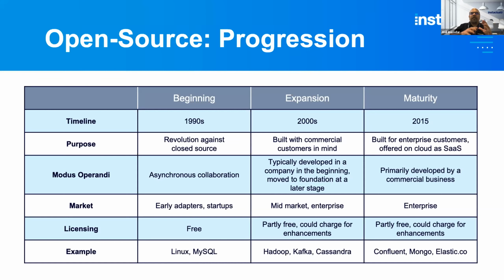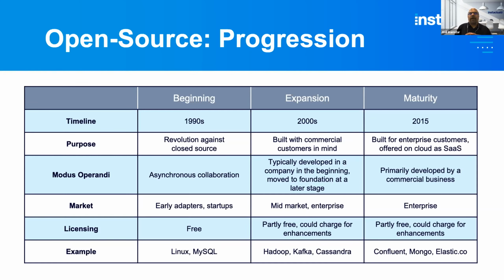The next wave started somewhere in 2000. I'm calling it expansion. The software in this case was built with commercial customers in mind. It was typically developed in a company in the beginning and was later moved to a foundation. Hadoop was started in Yahoo, Kafka in LinkedIn, Cassandra in Facebook. The core software was free, but several vendors started offering enhancements and could charge licensing fees. Along with enhancements, these vendors also supported their versions of the product.